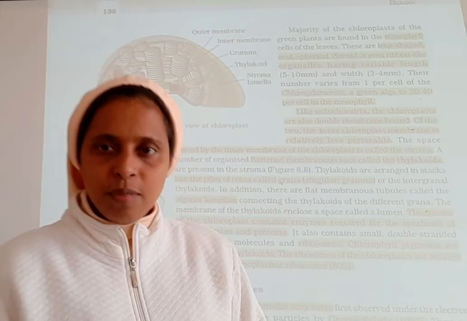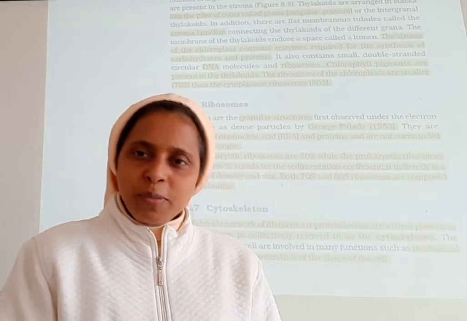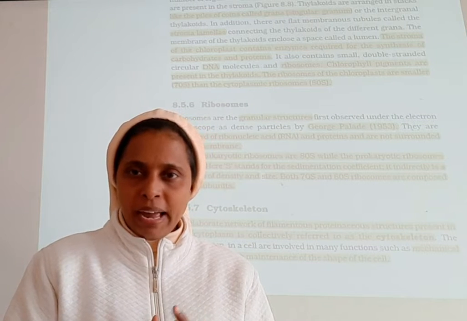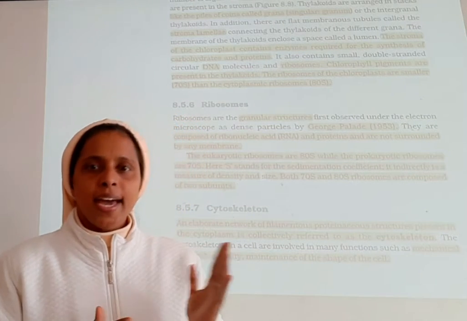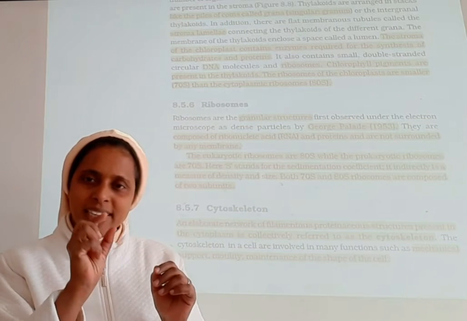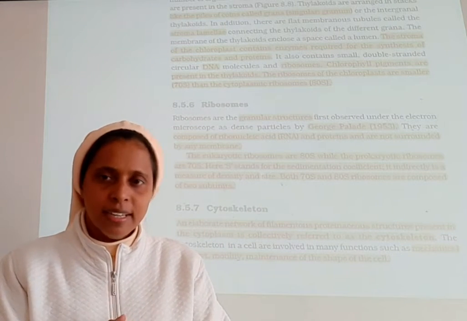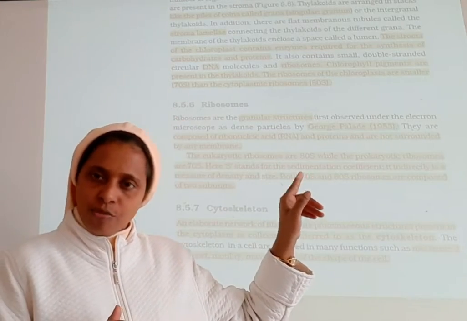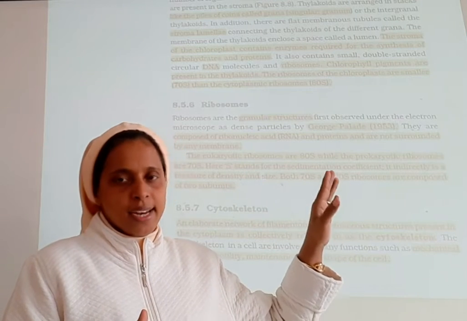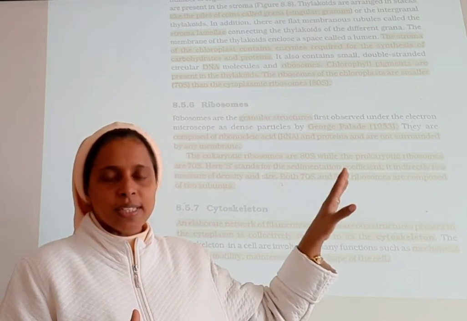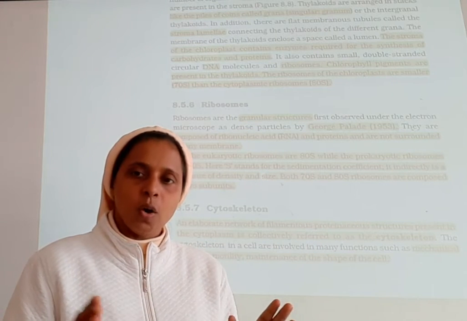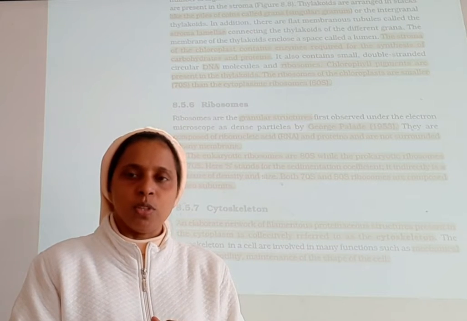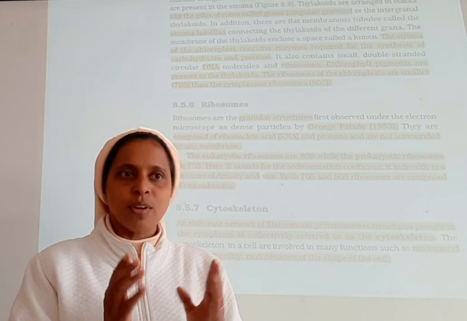So now moving towards the ribosomes. Ribosomes were first observed under the electron microscope by George Palade. In 1953, George Palade observed these ribosomes as a granular structure. He found that it is composed of ribonucleic acid and proteins, and it is not surrounded by any membrane.